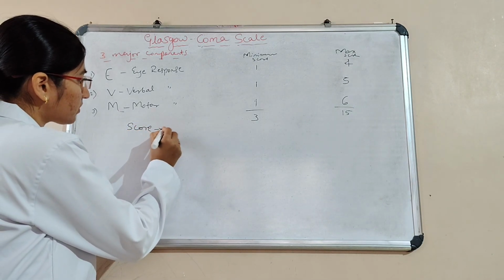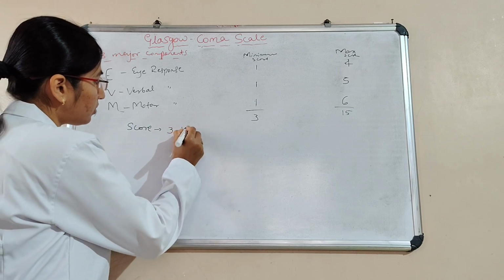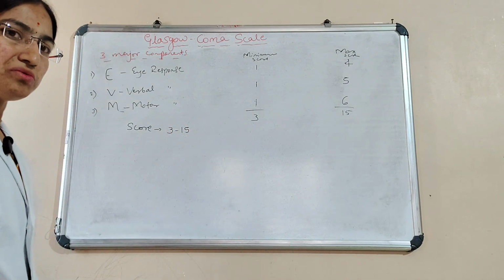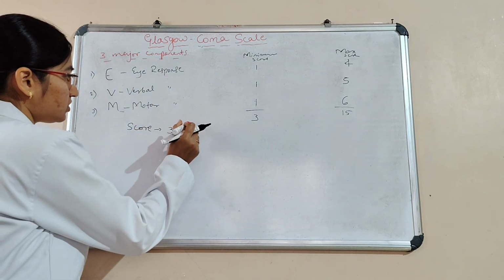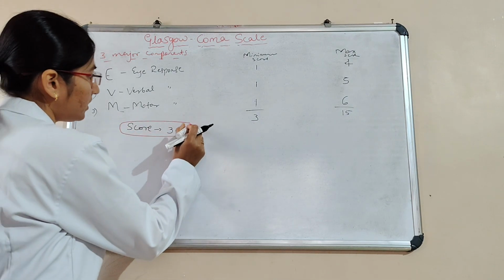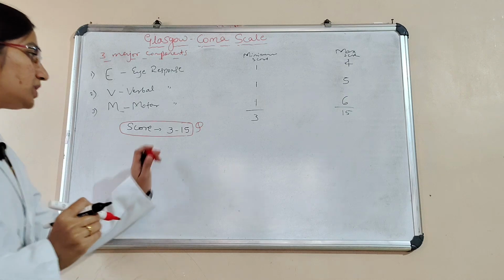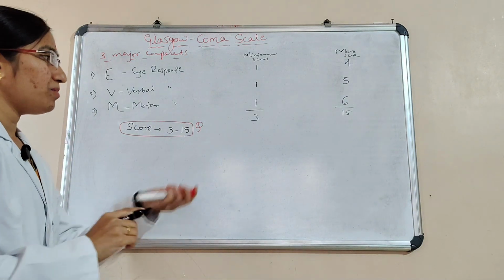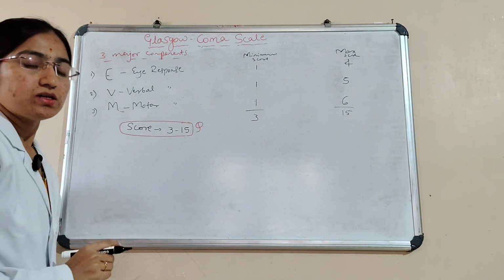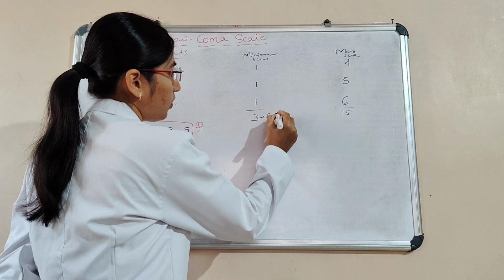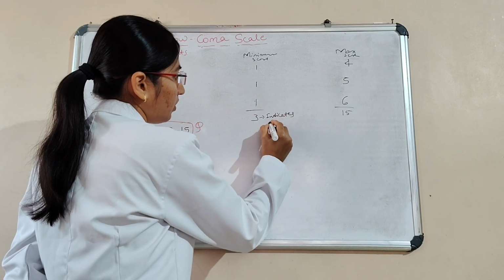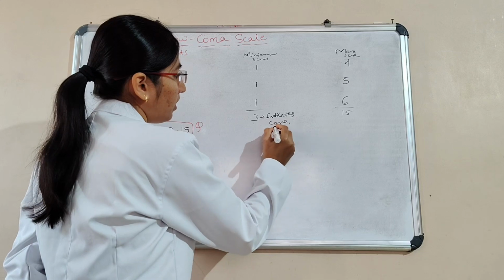is 3 to 15. In that Glasgow Coma Scale, this is the score you may get in the competitive exam. 3 to 15. Okay, what happens here? This 3 indicates coma. This score of 3 indicates coma or death.